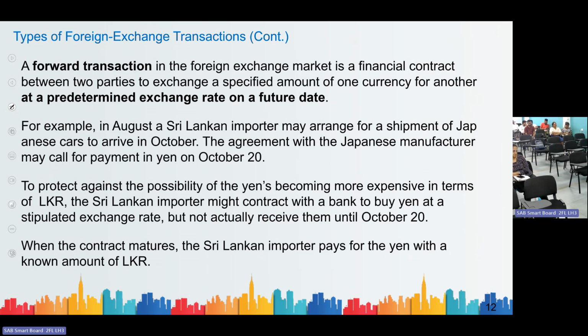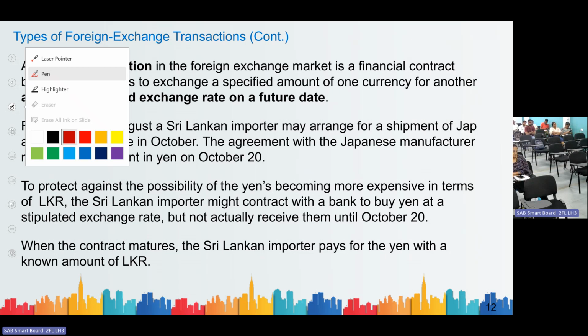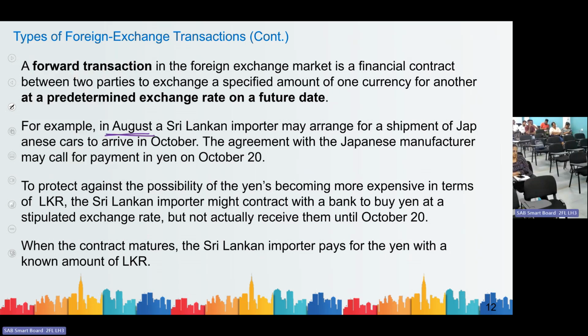In August, a Sri Lankan importer may arrange for a shipment of Japanese cars to arrive in October. So the contract occurs in August between a Sri Lankan importer and a Japanese exporter of cars. And that stock of cars will arrive in Sri Lanka in October. So the actual shipment will happen in October. The agreement with the Japanese manufacturer may call for payment in yen in October. And the Japanese car exporter wants money on this date, on October 20.